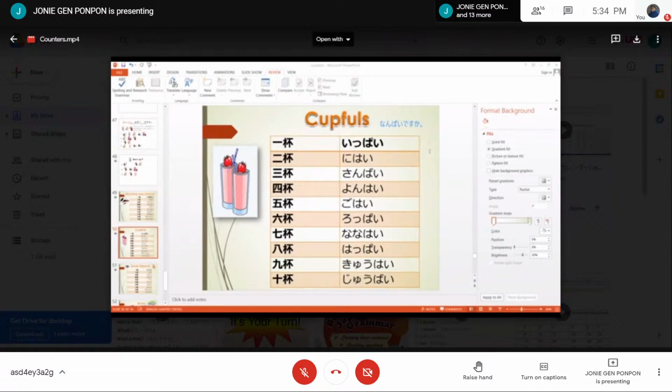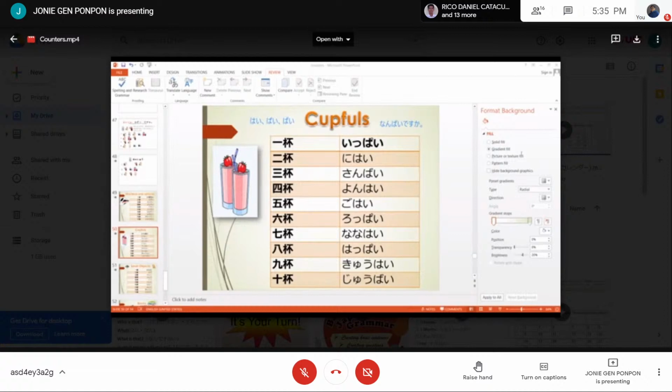So that is ippai. I will write the suffix here. That can be hai, bai, or pai. Right. So for 1 cupful, that is ippai.